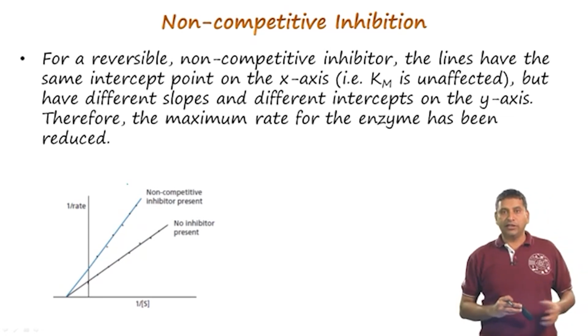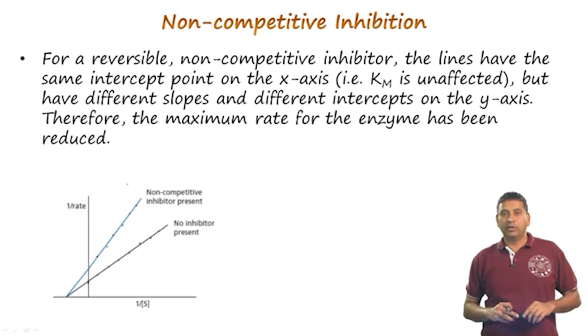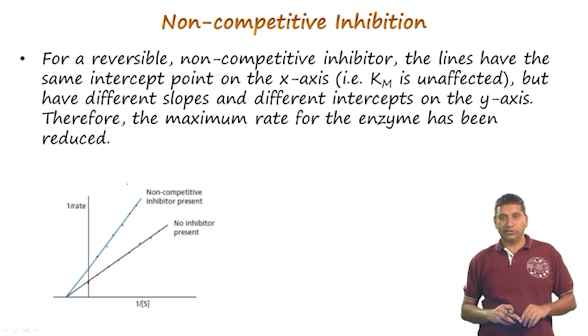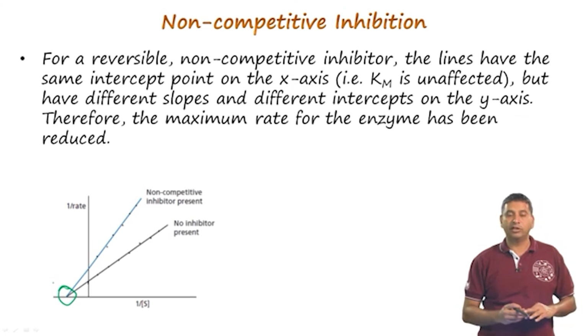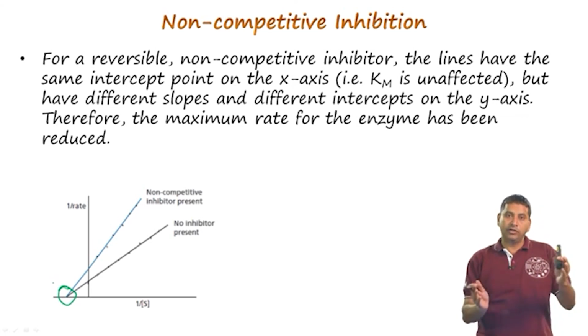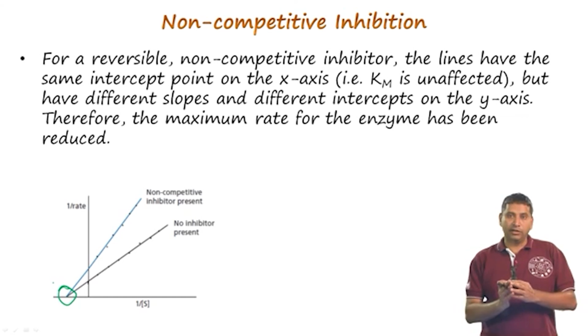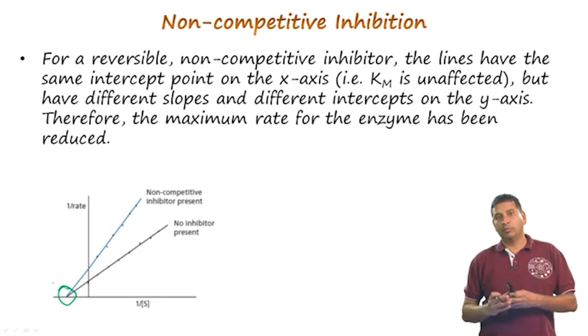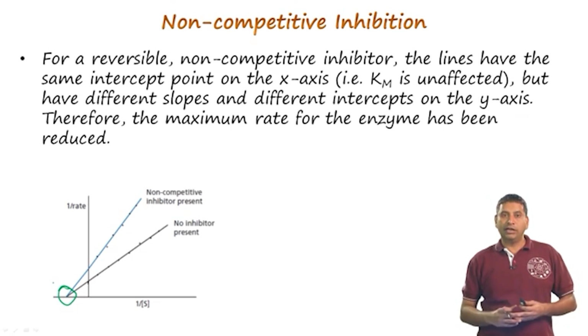Now, let us look at the last case, which is a non-competitive inhibition. So, for a reversible non-competitive inhibitor, the lines have the same intercept on the x axis, that is the Michaelis-Menten constant remains unaffected, but they have a different slope and different intercept. The intercept is different because the rate is going to change, the enzyme is going to be inhibited in a non-competitive manner. So, therefore, if this Lineweaver-Burk plot shows a situation like this, where you have the same Km, but you have slopes which are different, then one could infer that non-competitive inhibition is actually happening.